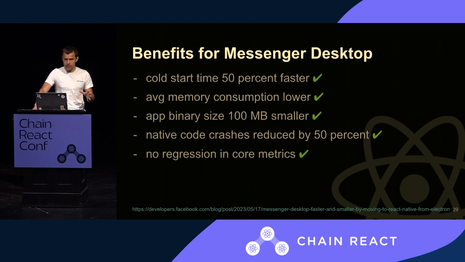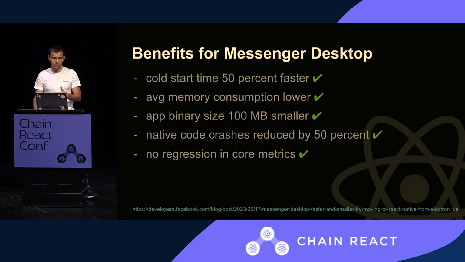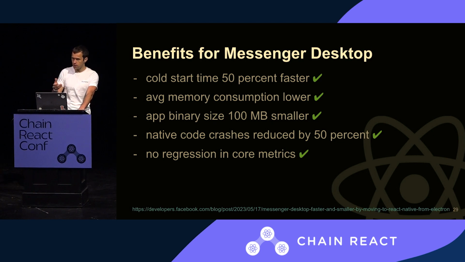By the way, we have made no regression in any of our core metrics, so we still have the same number of people using the app or making calls or sending messages. So we did a smooth transition from Electron to React Native. We recently made a blog post about this, so in case you want to check it out, go to the Meta Engineering blog post and you will find more details about this.